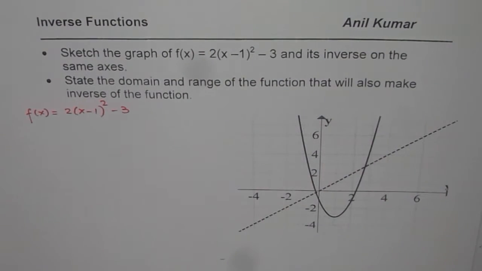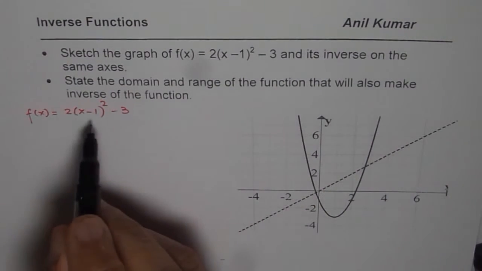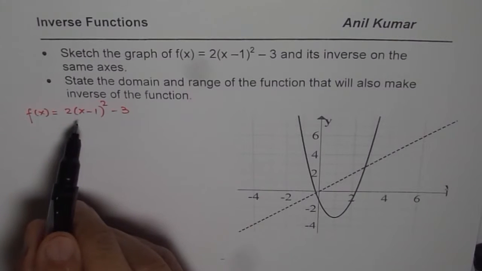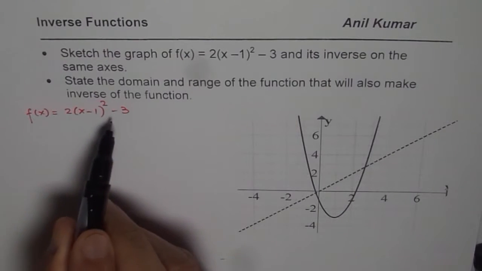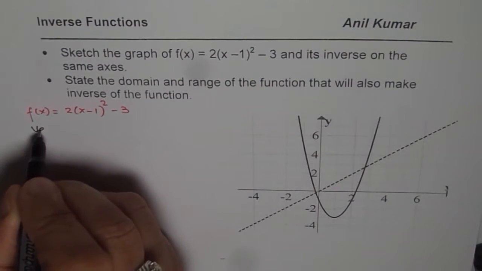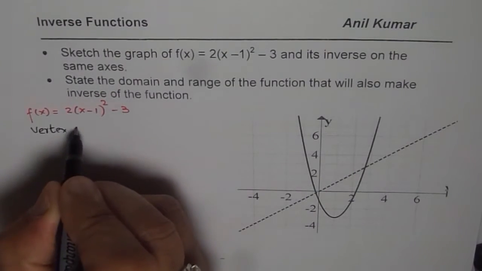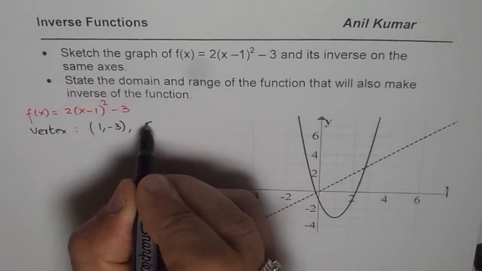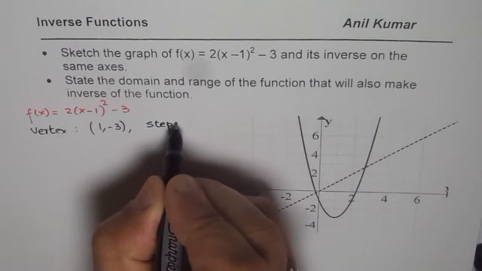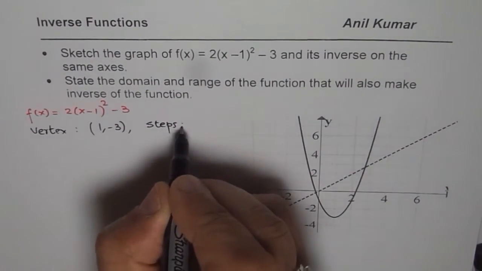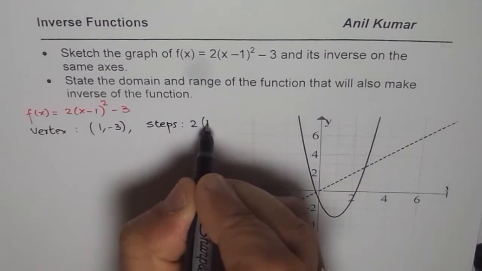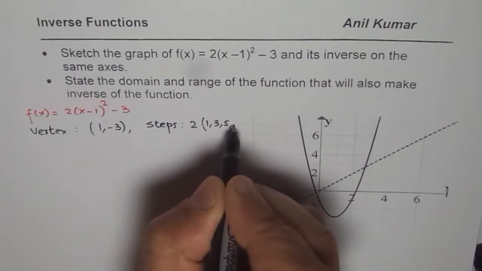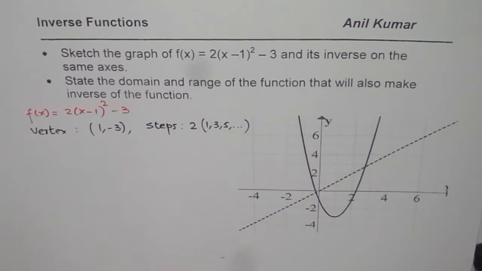So whenever you sketch a parabola, what do you need? Especially when you are given it in the form of vertex, we should find the vertex first. The vertex is at (1, minus 3), and the second thing is to find the steps. Since it is positive 2 times 1, 3, 5, 7. I hope you understand the concept of steps. Let me show you once here.